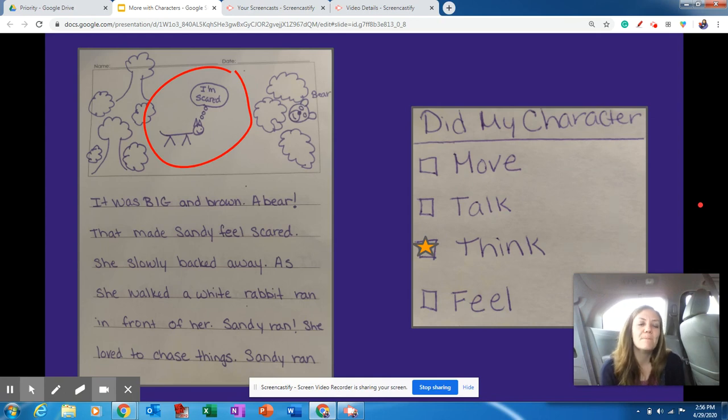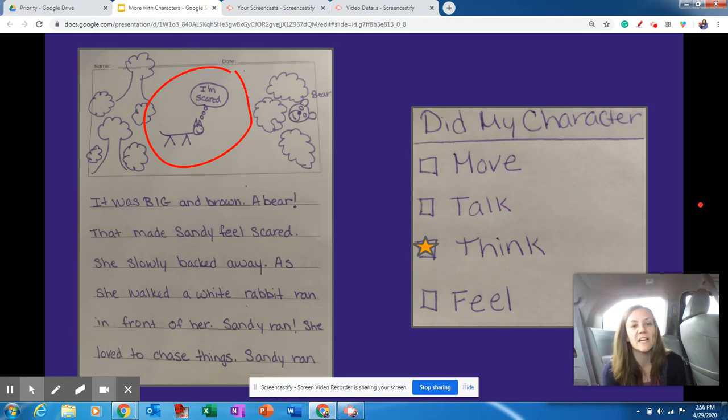It was big and brown, a bear. That made Sandy feel scared. She slowly backed away, and as she walked, a white rabbit ran in front of her. Sandy ran. She loved to chase things.